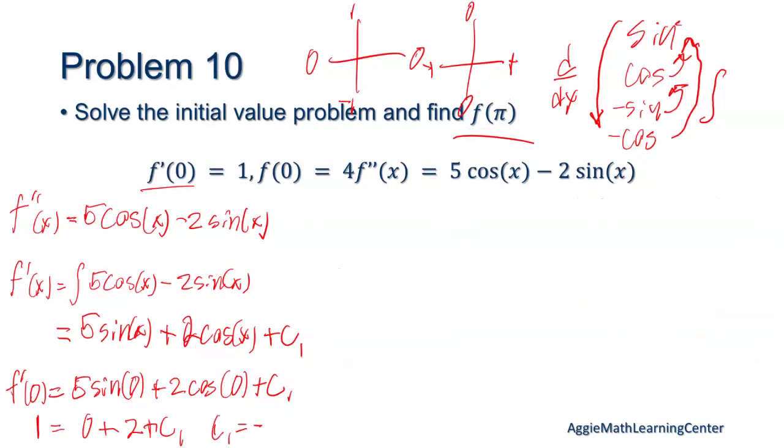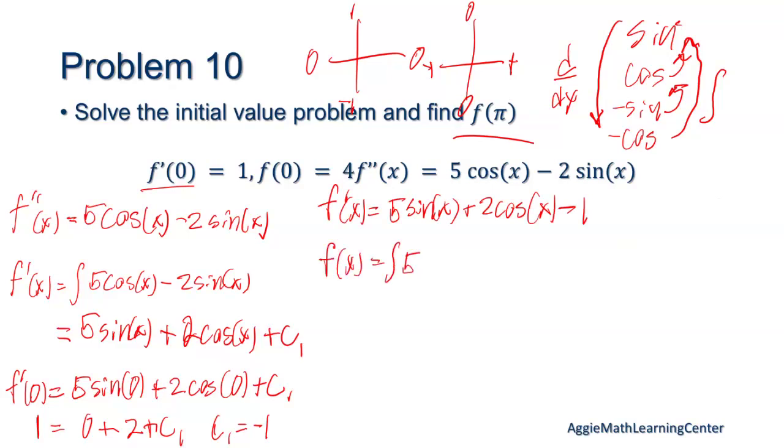C1 is equal to negative 1. Any questions on that? Okay, now I got to plug that in. So we get f prime of x is now equal to 5 sine of x plus 2 cosine of x plus a negative 1. And I now want f of x. So that's going to be equal to the integral of that same thing, 5 sine of x plus 2 cosine of x minus 1.